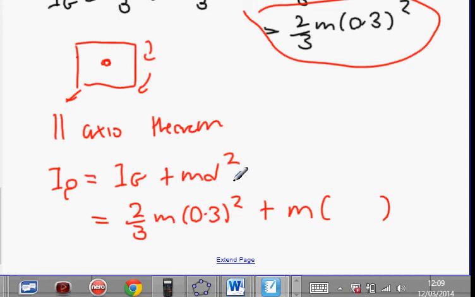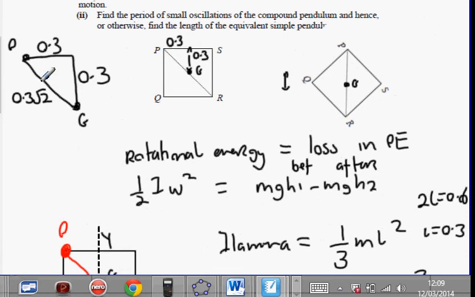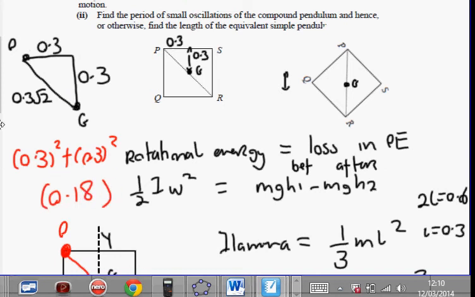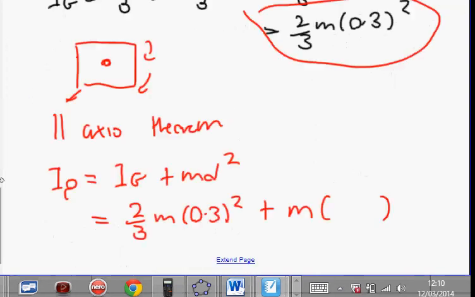Okay? Now, what I said earlier is when you do Pythagoras' theorem, and this part up here, before you square root it, it's going to be 0.3 squared plus 0.3 squared, and that gives you 0.18. The hypotenuse squared is 0.18. Therefore, this distance from here to here, this distance D squared is 0.18. So m times 0.18. Add them together, and what you get is IP ends up to be 6/25 m.